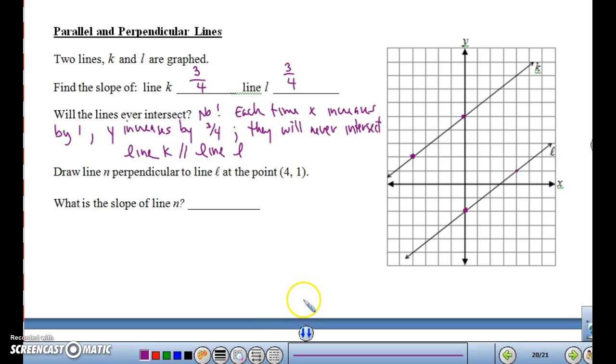Now, perpendicular, we know from the last unit, is perpendicular lines make right angles. So I'm going to draw a line N perpendicular to line L at the point 4, 1. 1, 2, 3, 4, 1. It's this point right here that I just picked.